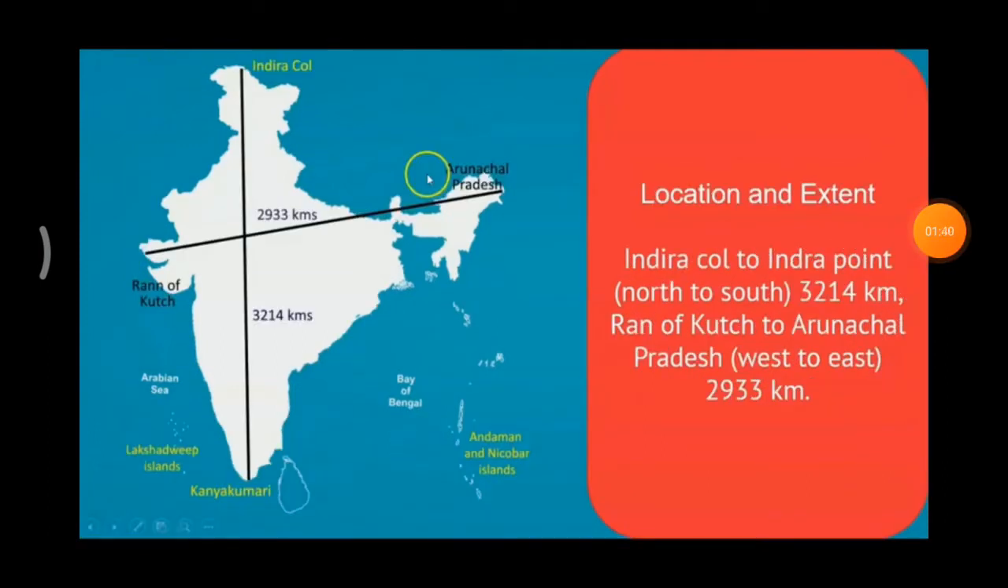The Tropic of Cancer passes through the middle of the country, dividing it into two halves. Before that, you have to know what is the Tropic of Cancer, what is the equator and what is the Tropic of Capricorn. Now we are going to see about that.